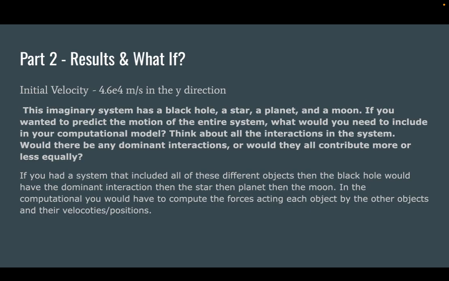That's the final result. The initial velocity was 4.6 times 10 to the fourth power meters per second in the y direction. If you imagine a system with a black hole in it instead of just a star, and a system that included all these different objects, the black hole would have the dominant interaction. Then the star would have the next highest, then the planet, and then the moon. So basically, the biggest mass would have the largest interaction, and the moon would have the smallest.